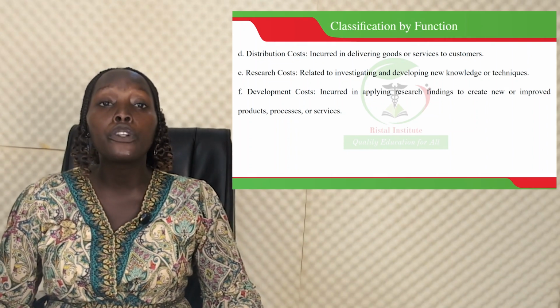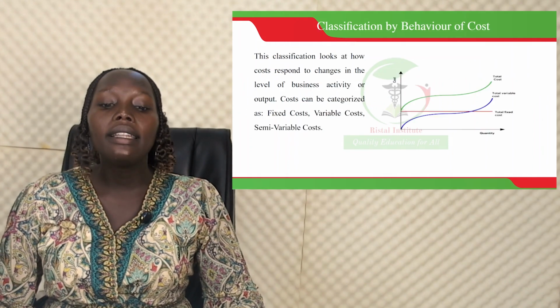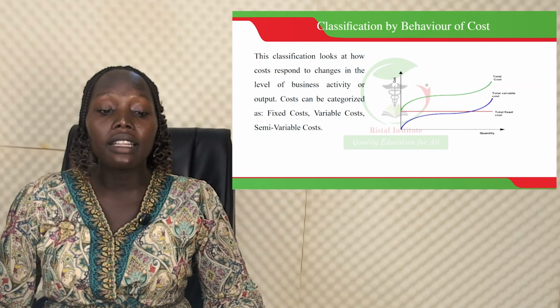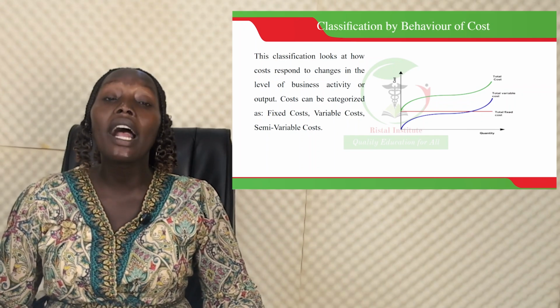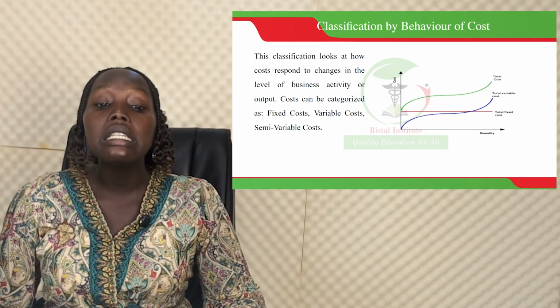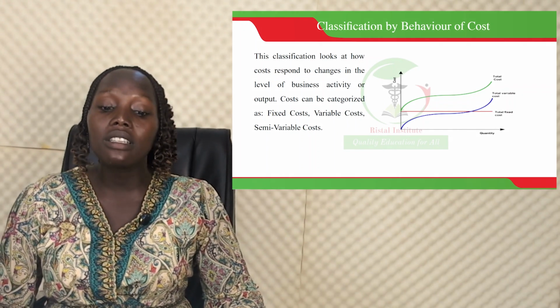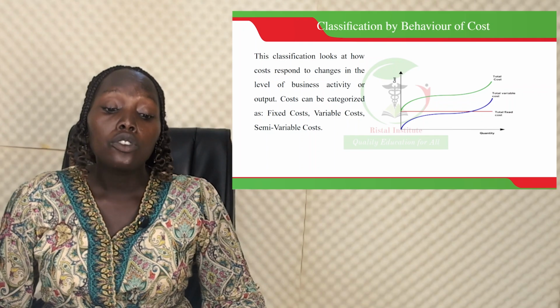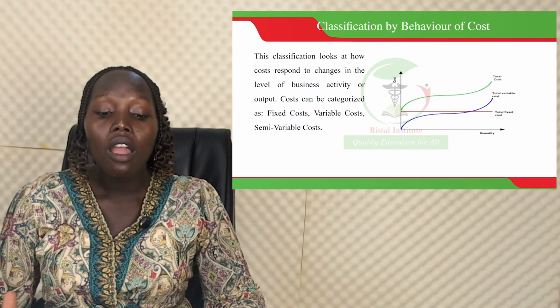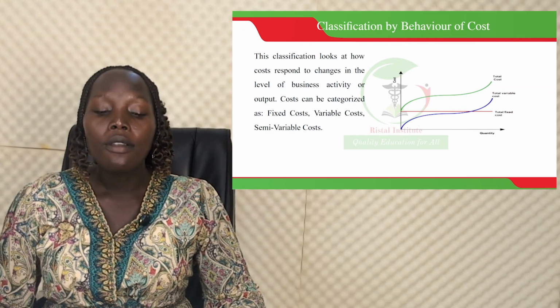So that is classification by function. And then let's look at classification by behavior. These classifications look at how costs respond to changes in the level of business activity or output. So these costs can be categorized as fixed costs, variable costs, and semi-variable costs.